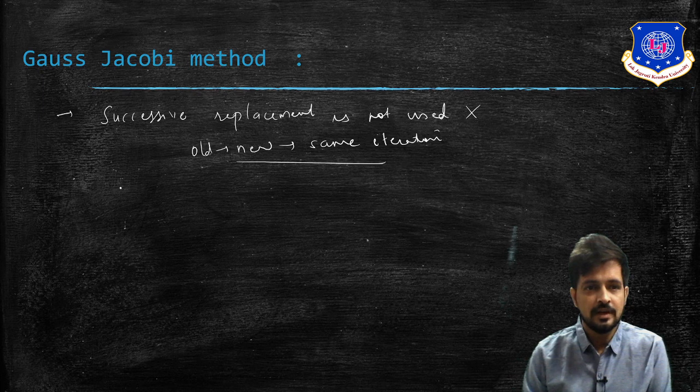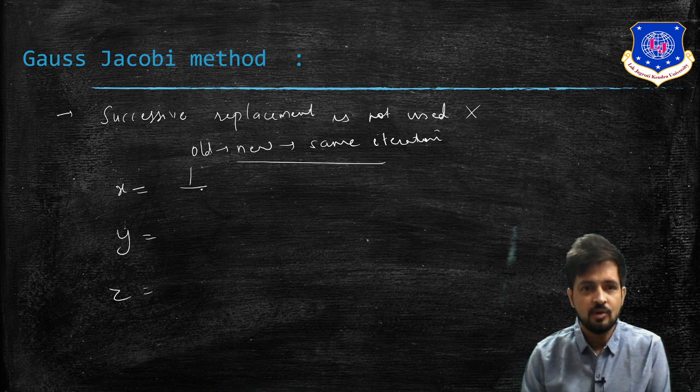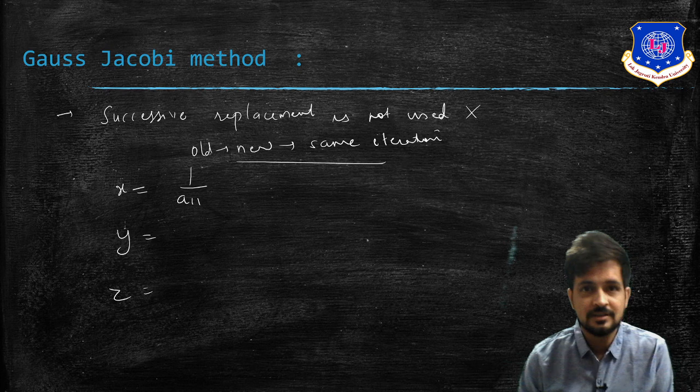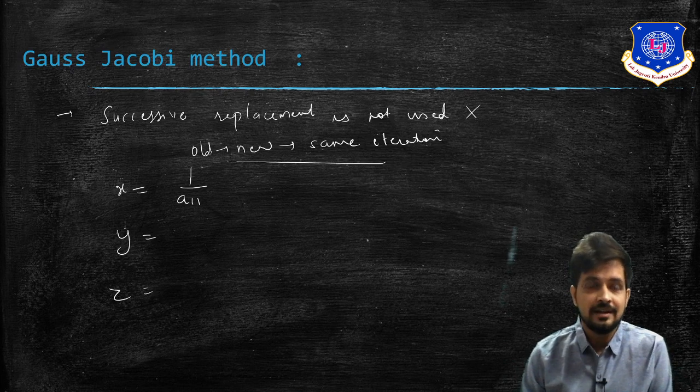Okay, so directly if we write the formulas of x, y and z, they can be written like this. In this case also the system should be diagonally dominant. To apply Gauss-Jacobi or Gauss-Seidel, the necessary and sufficient condition is that the system should be diagonally dominant. So in this case also, first of all, we have to check whether the system is diagonally dominant or not.